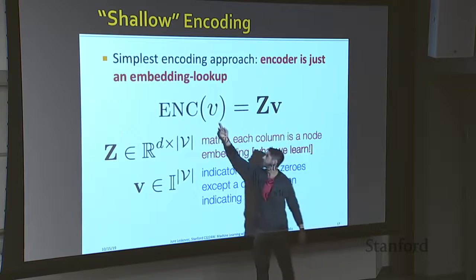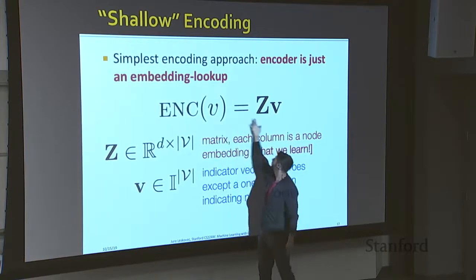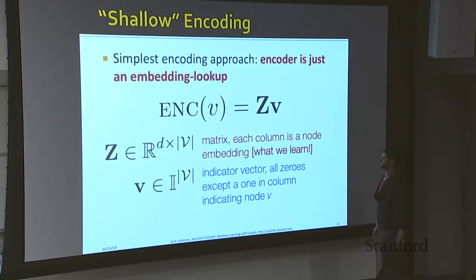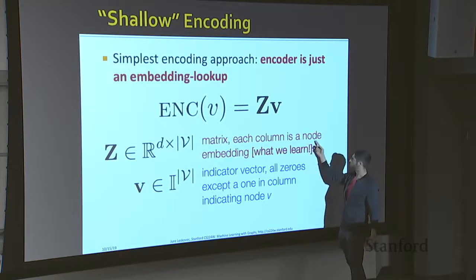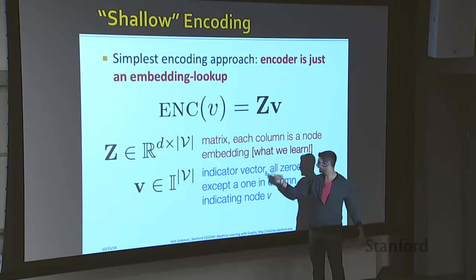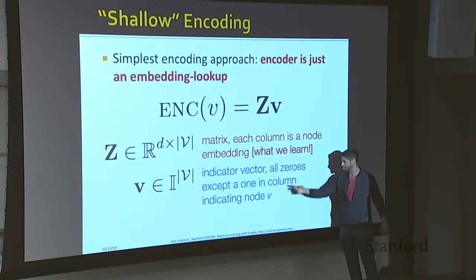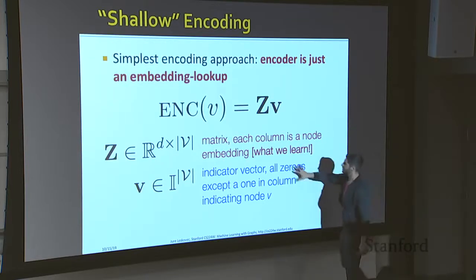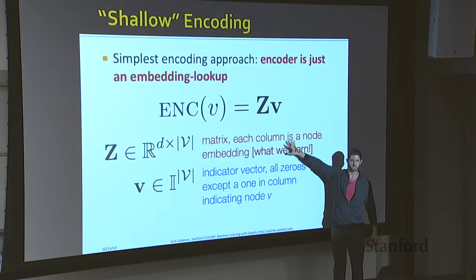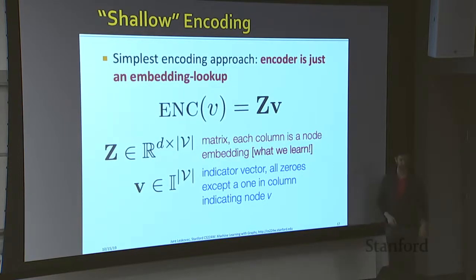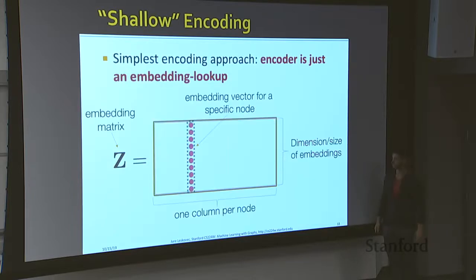Given the node as a key, we're going to be returning a value which is a vector that represents the node, okay? So basically, we will have a matrix where each column is a node embedding. So this is what we want to learn. And then we're going to have an indicator vector that has all zeros except a 1 in the column indicating our node V, okay? So this is basically how you build a hash table with matrices rather than how you usually do with a standard programming library, okay? So exactly the same concept.